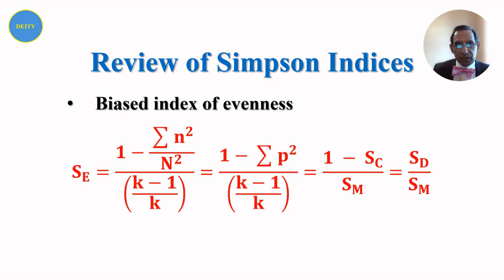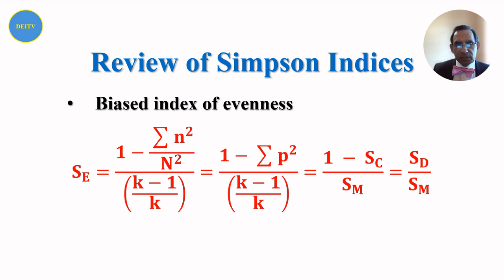Now we have the biased Simpson standardized or Evenness score, and that is obtained by dividing the concentration score by the maximum Simpson diversity score. And recall from the previous episodes, the maximum Simpson diversity score is k minus 1 divided by k, where k is the number of groups, so it's the number of groups minus 1 divided by the number of groups. That gives us the maximum value for the Simpson score.